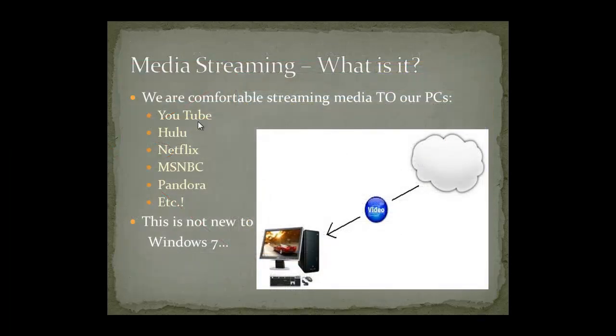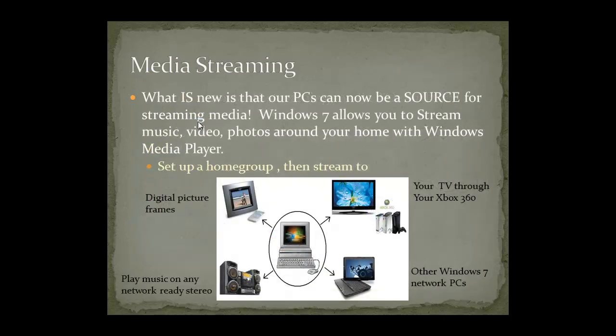Now let's move on to talking about media streaming. What is it? Well, we all know what it is. We are comfortable streaming media to our PCs from places like YouTube, Hulu, Netflix, MSNBC, Pandora, and anything else you might do. This is definitely not new to Windows 7. We're all comfortable with it. However, what is new is that our PC can now be a source for streaming media. Windows 7 allows us to stream music, video, photos all around our home with Windows Media Player.